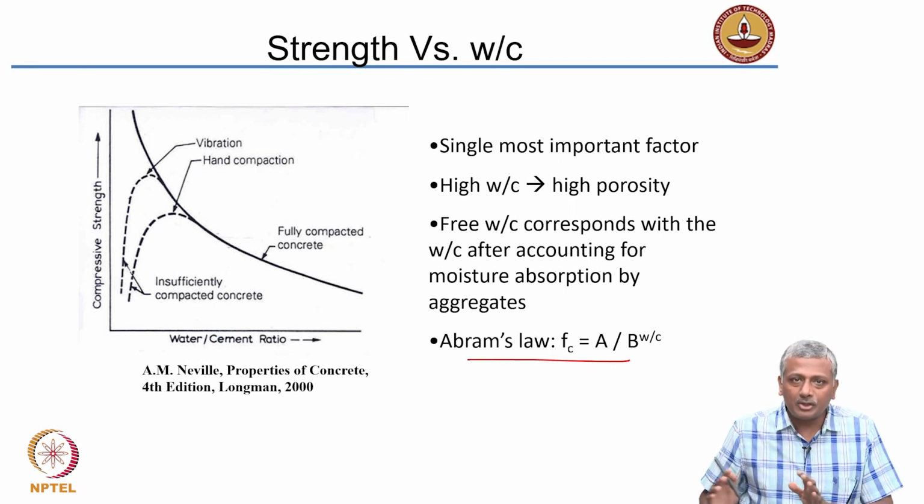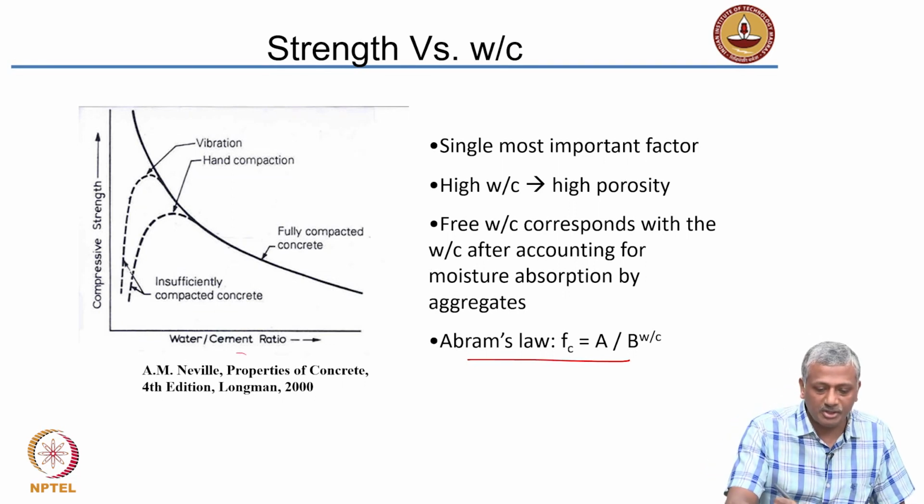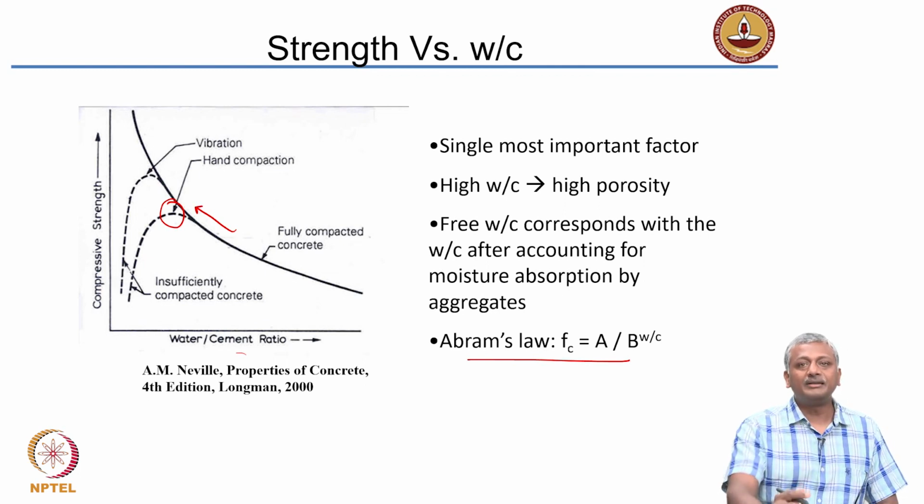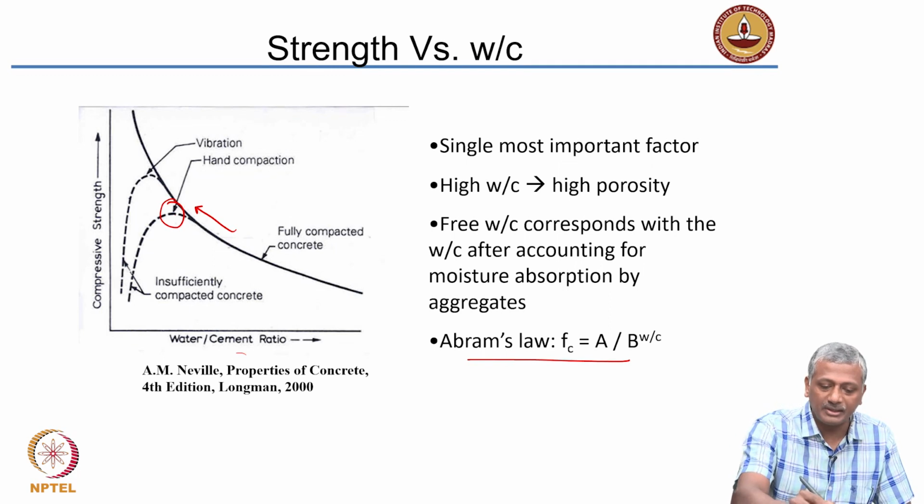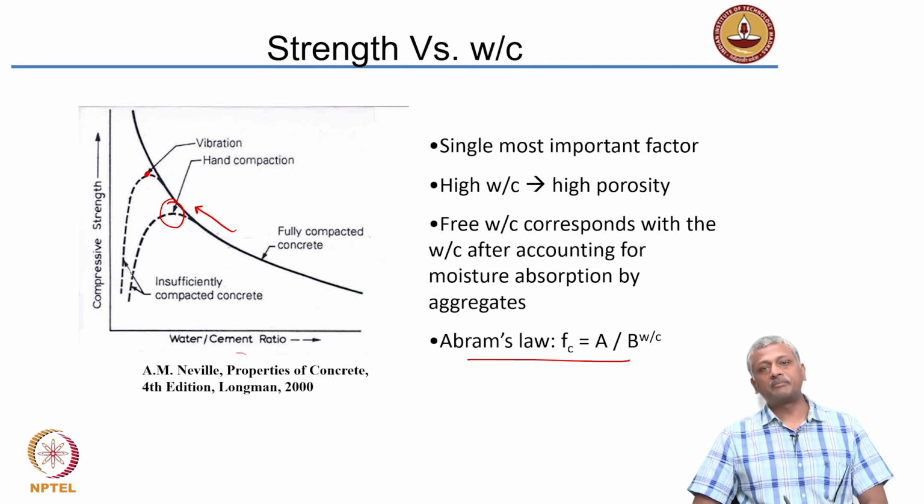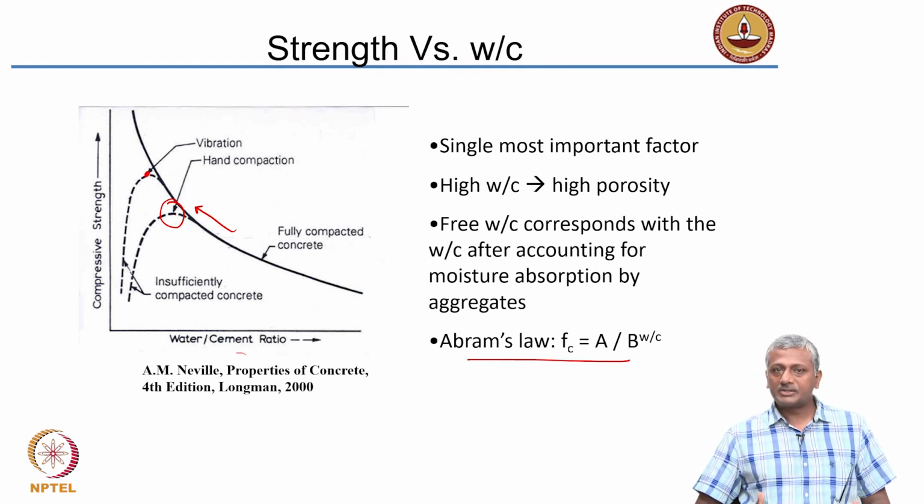Now, of course, there is a limit to how much you can increase the strength by reducing water cement ratio. If you reduce water cement ratio, to some extent, your strength will keep on going up. But then, it all depends on how well you are able to compact your concrete. Concrete that has less water will be very difficult to compact. So, there will be a limit of hand compaction and the limit of vibration based compaction, beyond which you cannot really reduce your water cement ratio further. So, it is impractical to think of concretes which have very low water cement ratios.